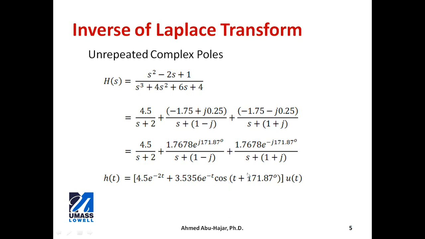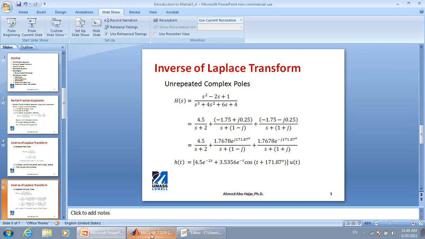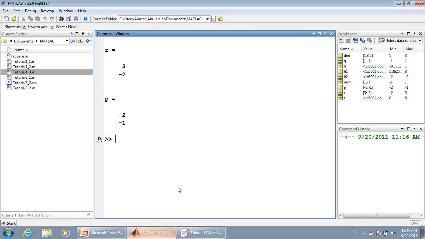Now what's left is basically the phase of the partial value of the one that has the minus imaginary part. In this case it will be 171.87 degrees. That will be the phase shift added to the cosine. So that's how you get the inverse Laplace transform of complex poles. So let's do that in MATLAB and see how we are going to do that. It's not very straightforward. It requires us to do multiple intermediate steps.